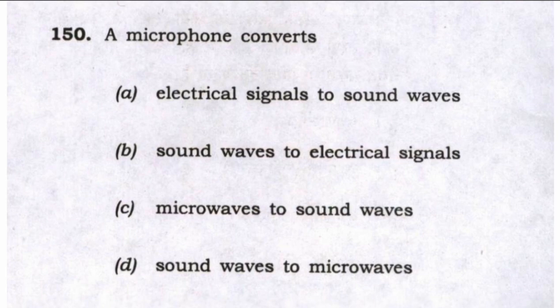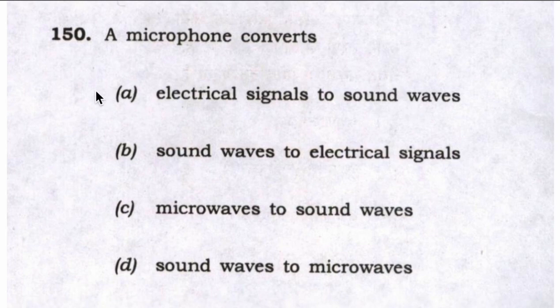So let's start. The first question is, a microphone converts: option A, electrical signals to sound waves; B, sound waves to electrical signals; C, microwaves to sound waves; D, sound waves to microwaves. So a microphone converts sound waves to electrical signal. So option B is the correct answer. And a loudspeaker converts electrical signals to sound waves.